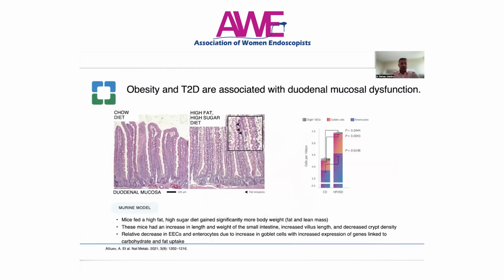And we've seen this in patients with not just type 2 diabetes, but also obese patients, where there is duodenal mucosal dysfunction. And you can see this in animal work, which was done a couple of years ago, very elegant work, showing that mice that were fed a high sugar, high adipose diet not only had a higher BMI, but also had an increased surface area and weight of the small intestine, as evidenced here by the increase in villus length and a decreased crypt density. And you saw an increase in endocrine cells due to the increase in goblet cells.